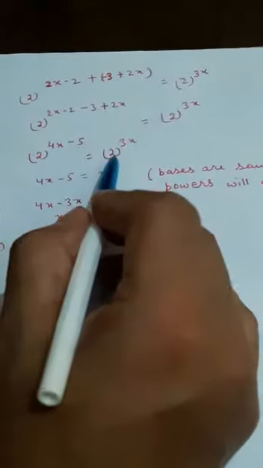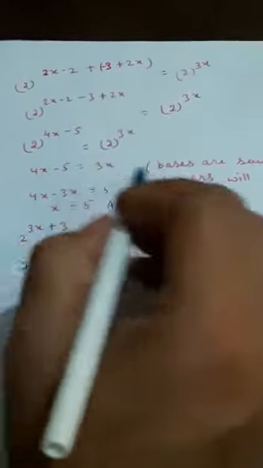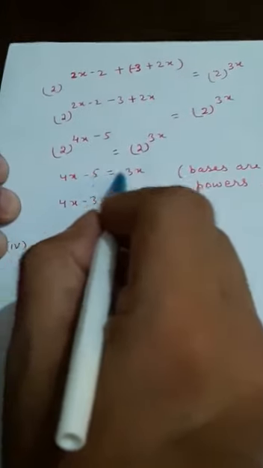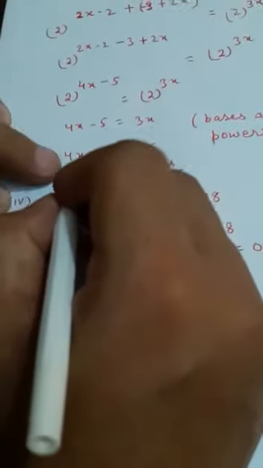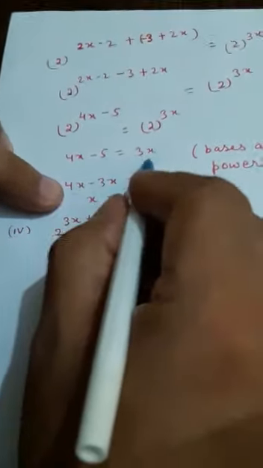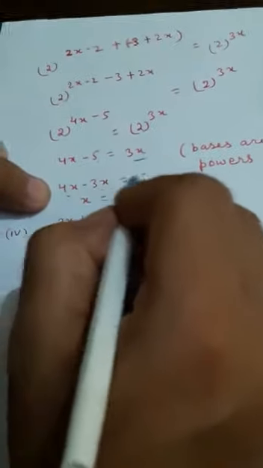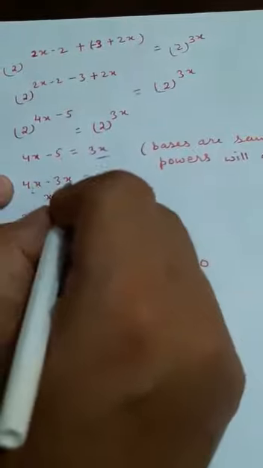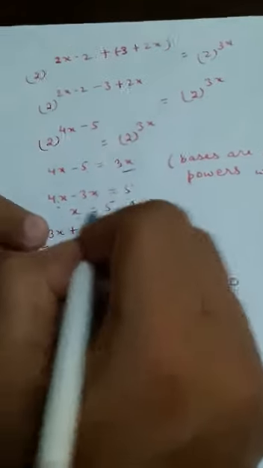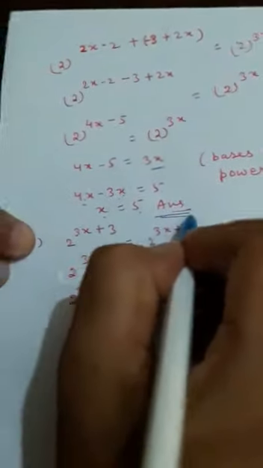Now bases are the same, then their powers will also be equal. So 4x minus 5 is equal to 3x. So 4x is 4x, and this 3x will transpose to the left side, so it will be 4x minus 3x is equal to 5. So 4x minus 3x is equal to 1x is equal to 5. This will be our answer.